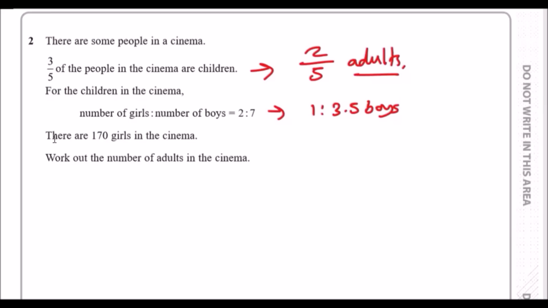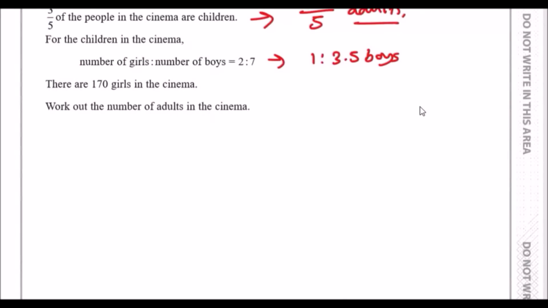Now we know that there are 170 girls in the cinema. So if there are 170 girls, and we know that for every 1 girl there are 3.5 times as many boys, we can say that there are 3.5 times 170, which will give us the number of boys. So in your calculator, you're going to write 170 times 3.5 to work out the actual number of boys, which means there are 595 boys.